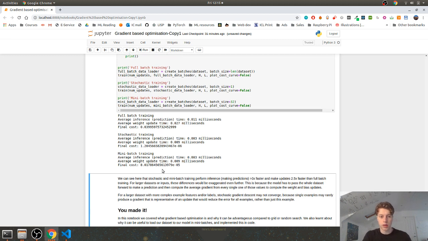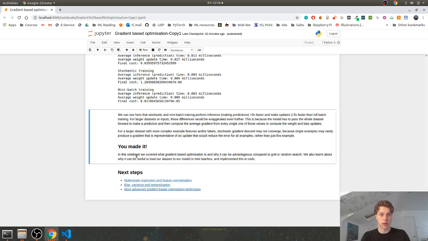And so for a larger data set, we might see that stochastic gradient descent actually doesn't converge. So in this case, stochastic training has performed better in both inference, where it's performed equivalent to mini batch, and weight update times, and the final cost is actually lower. But in practice, for a more complex data set, stochastic training might actually not converge, and you might not get a final cost as low as you would for mini batch training. So mini batch training is generally what we do. That's where we batch our examples together into groups smaller than the length of the whole data set, but larger than 1, and compute our updates based on the performance for all of those.